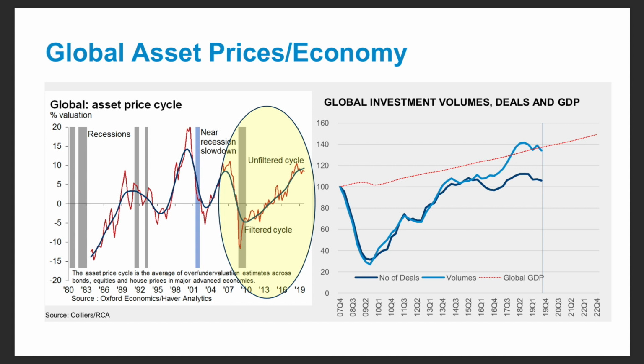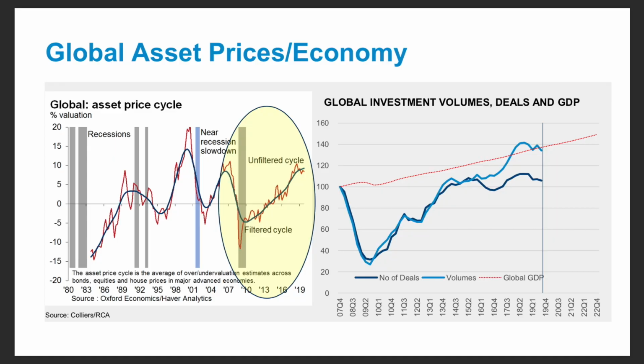I then tried to look at that for real estate markets, so global investment real estate volumes, which is the chart on the right. I've indexed this rather than showing it in terms of the amount that's been invested. And I've also looked at volumes relative to the number of transactions. So the volumes is the pale blue line, the number of deals is the dark blue line.